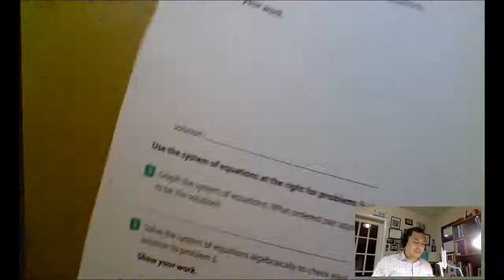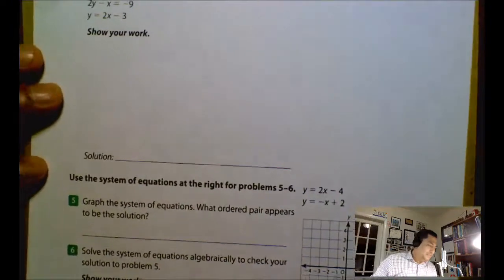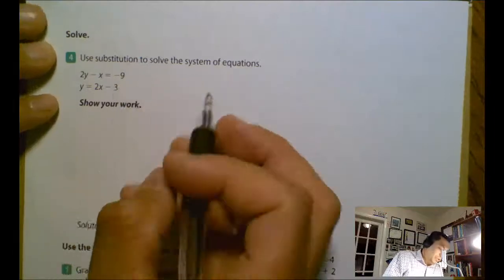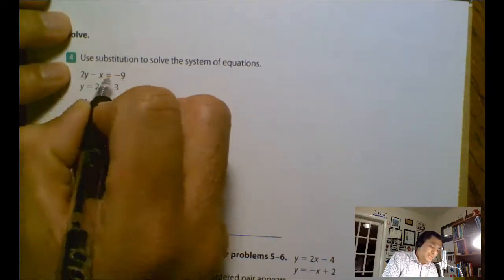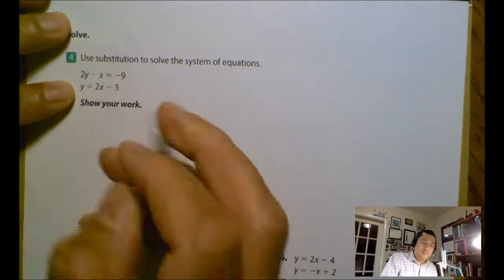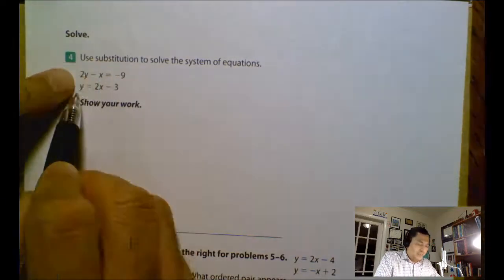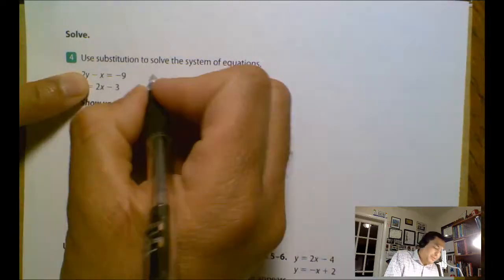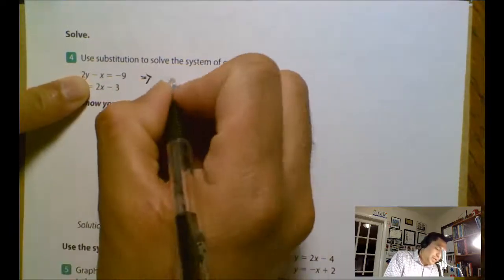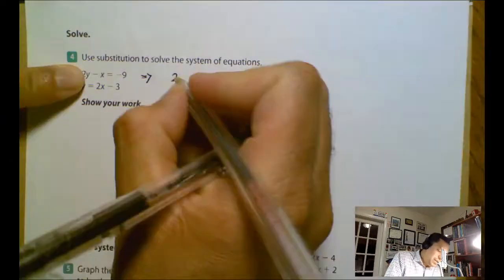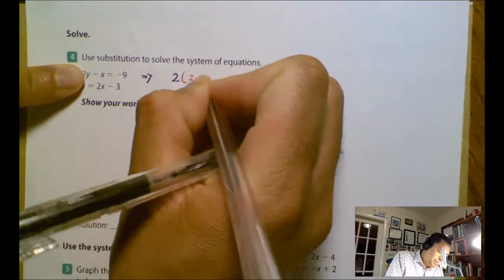That's page 187. Let's move to page 188. Use substitution to solve the system of equations. So I have 2y minus x equals negative 9, y equals 2x minus 3. Look at this one. I have y is already solved. So it's telling me that y is equal to 2x minus 3. So I'm going to use the first equation. So 2y, but I know that y is 2x minus 3. So open parenthesis 2x minus 3.